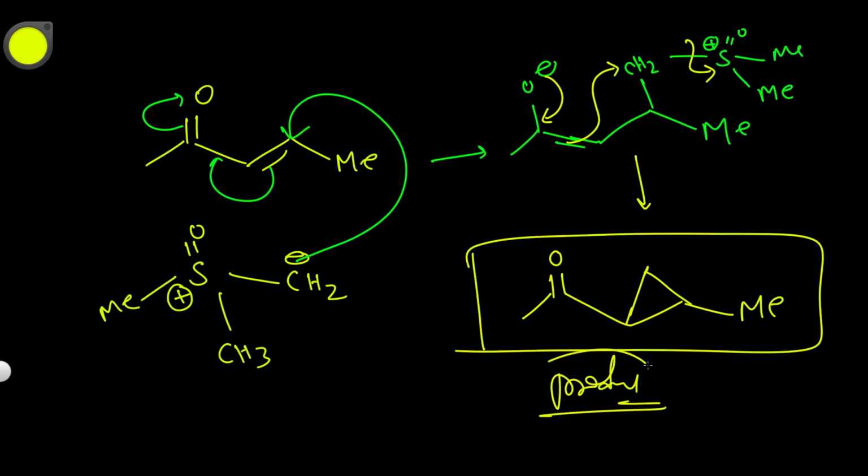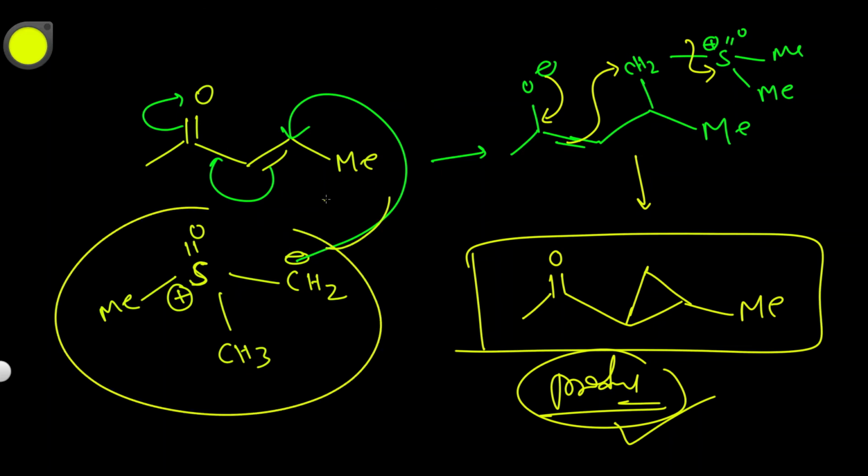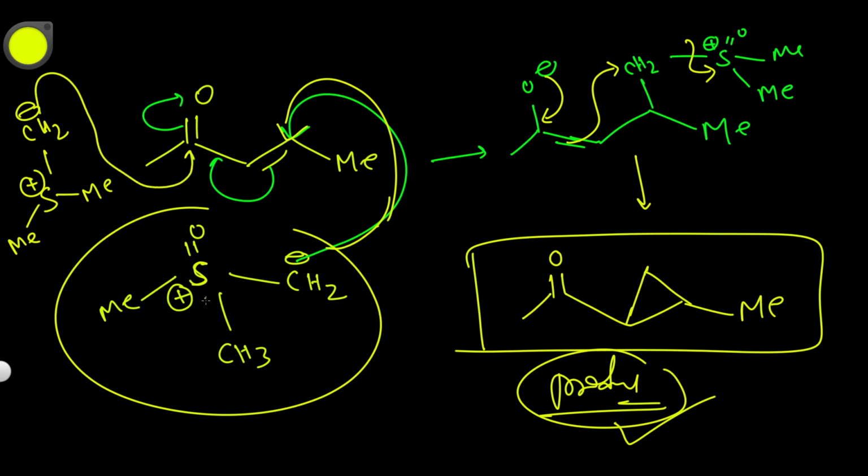So you have to pay attention: whenever an S double bond O group is attached to the sulfur, it will work as a soft nucleophile and it will attack at the soft center. Suppose you take here Me, and here is a CH2 minus. Then of course it is a hard nucleophile, and that's why it will attack on this center. So that's all about this reaction, the Corey-Chaykovsky reaction.